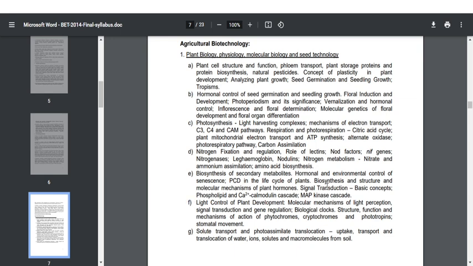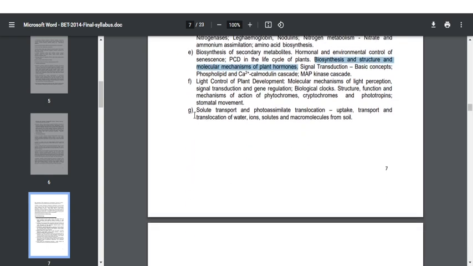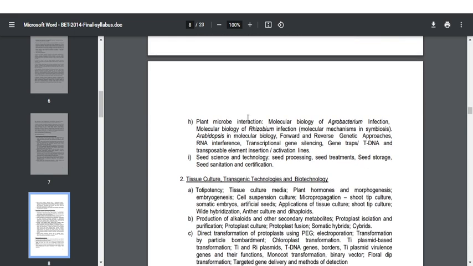No need to study signal transduction, and at the same time you need to know about the biosynthesis, structure and molecular mechanism of plant hormones, which is very important. You can simply skip solute transport, plant-microbial interaction and seed science. Anyway, questions will not be asked from those topics, so don't waste your time.